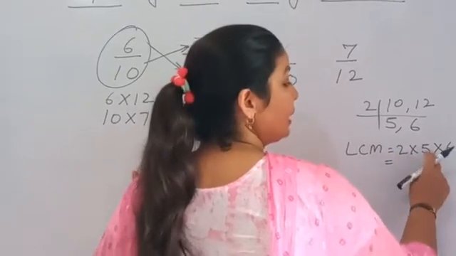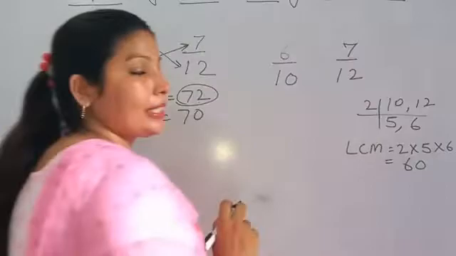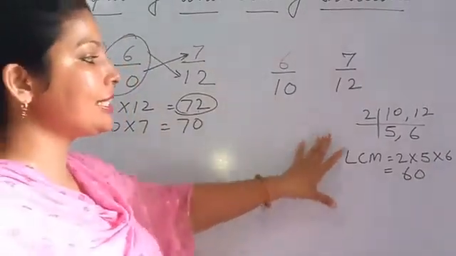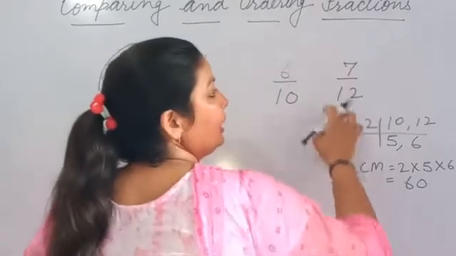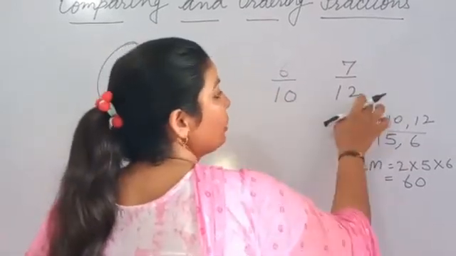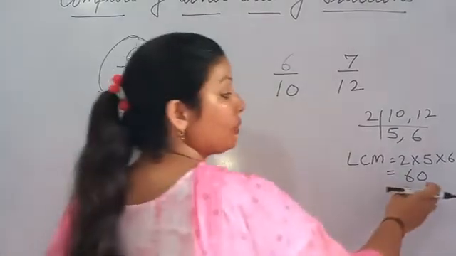Now 5 2s are 10, 10 6 are 60. So our LCM is 60. So first of all we find the LCM. Now we convert these into like fractions. अब हम इनको लाइक फ्रैक्शन में कन्वर्ट करेंगे. इनका डिनोमिनेटर्स हम जो LCM है वो बनाएंगे.